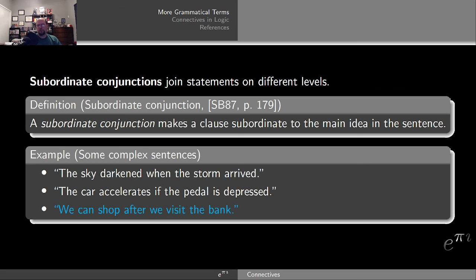Lastly, we can shop after we visit the bank. Well, we can shop is the main idea of this sentence. After we visit the bank, on the other hand, is stating when we can shop and possibly where we need to get the money that's needed to do the shopping in the first place. Consequently, the after is stating when the shopping will occur.